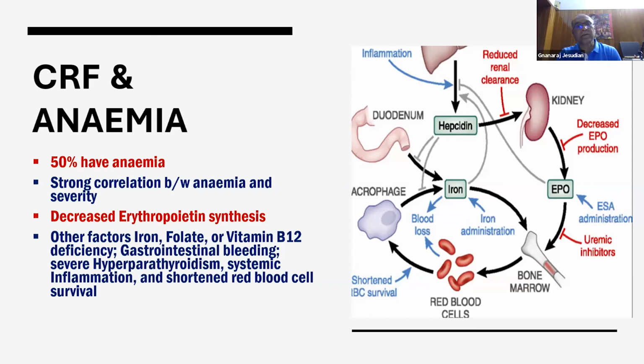Now, of course, there are other factors, because of iron, folate, vitamin B12 deficiency, then hyperparathyroidism, GI bleeding, inflammation, short RBC survival. All these contribute to the anemia. So the worse the anemia, the more severe the damage and the poorer the prognosis.